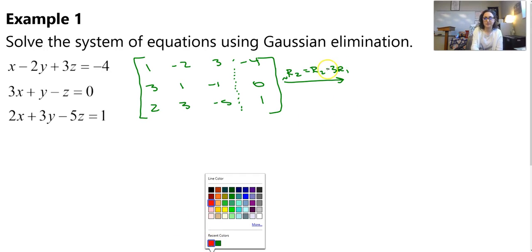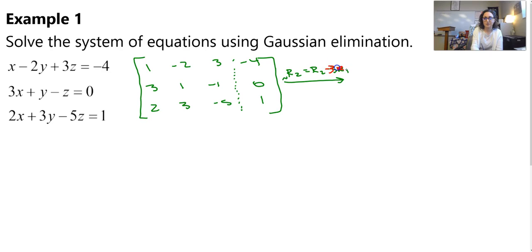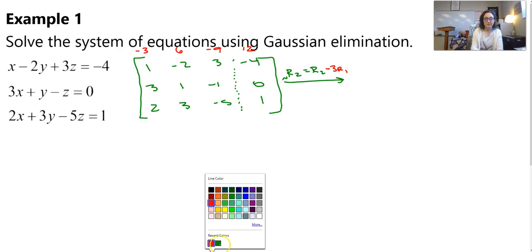And actually let me color code here. So negative 3 row 1. What I'm going to do is just for our reference, I'm going to write negative 3 times row 1 up here, okay? So I'm just going to take row 1, multiply negative 3 to every entry. So 1 times negative 3 is negative 3, negative 2 times negative 3 is positive 6, negative 3 times 3 is negative 9, and negative 4 times negative 3 is positive 12. Okie doke? All right, so here's what we're going to do.